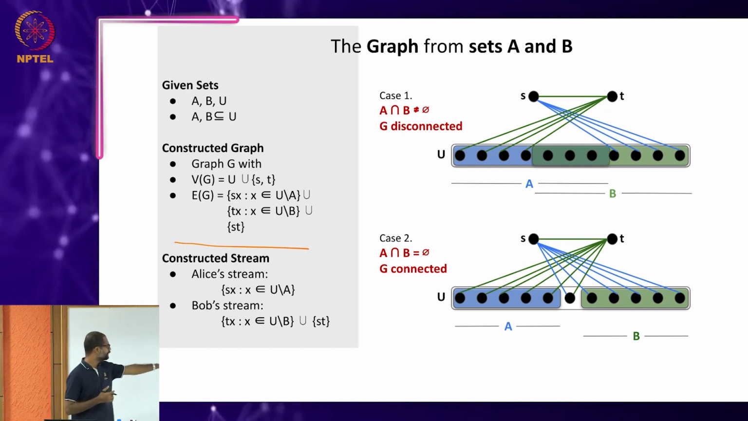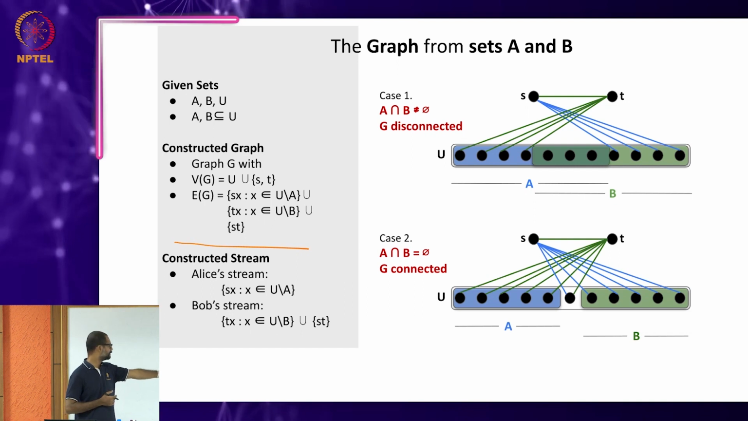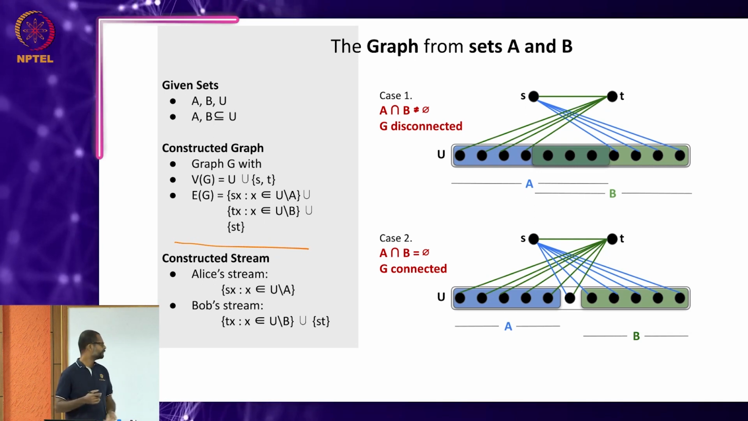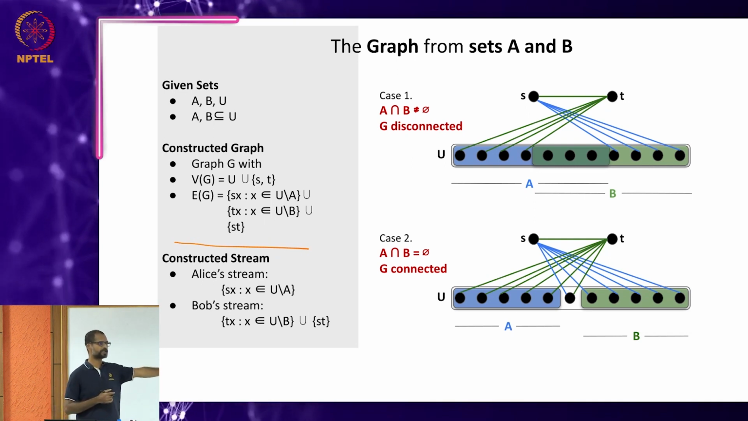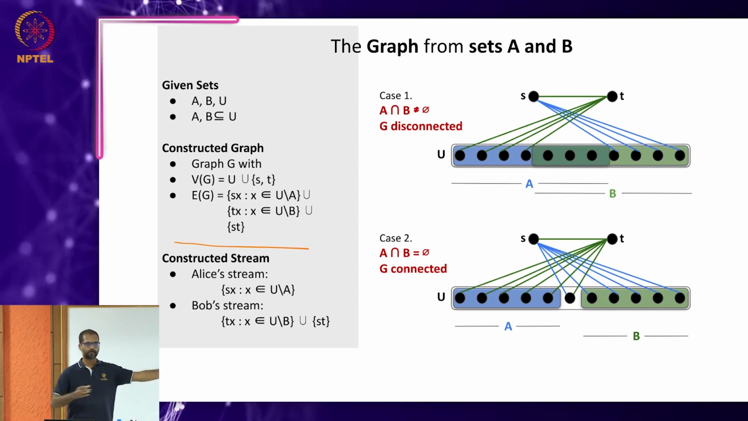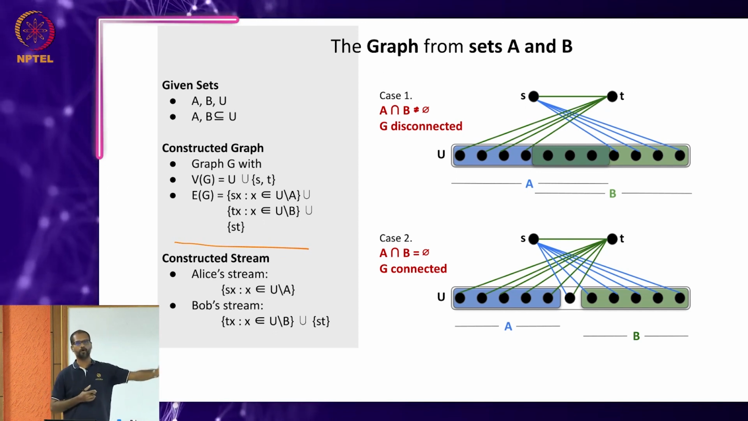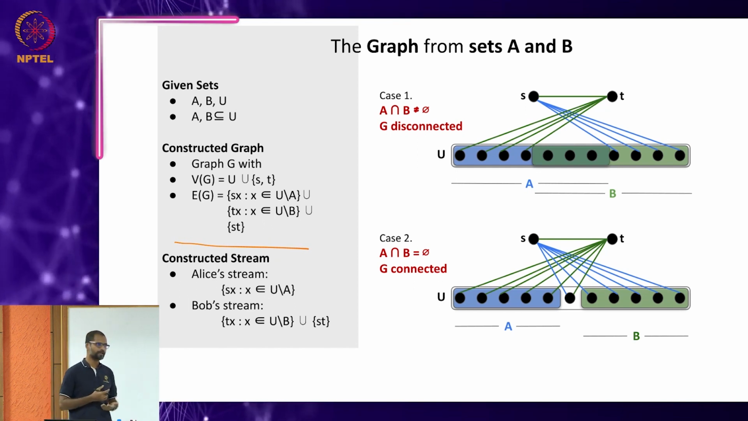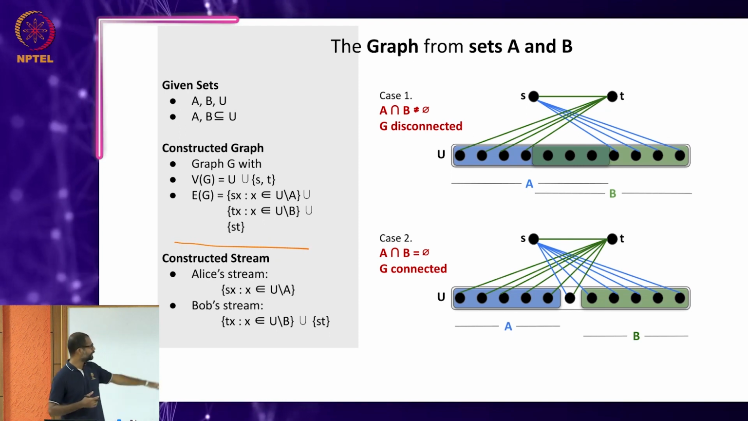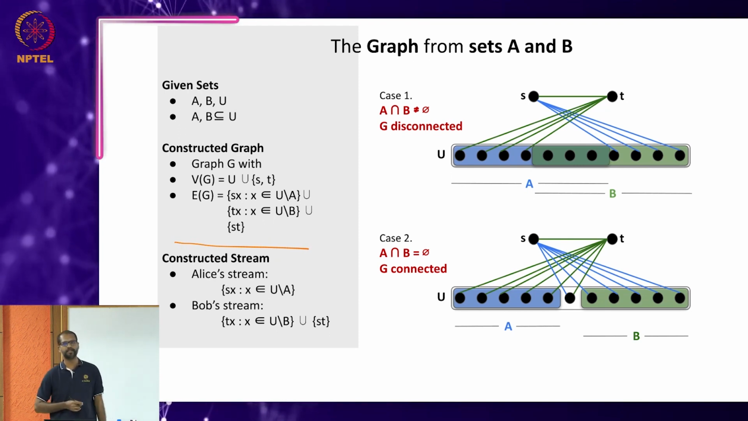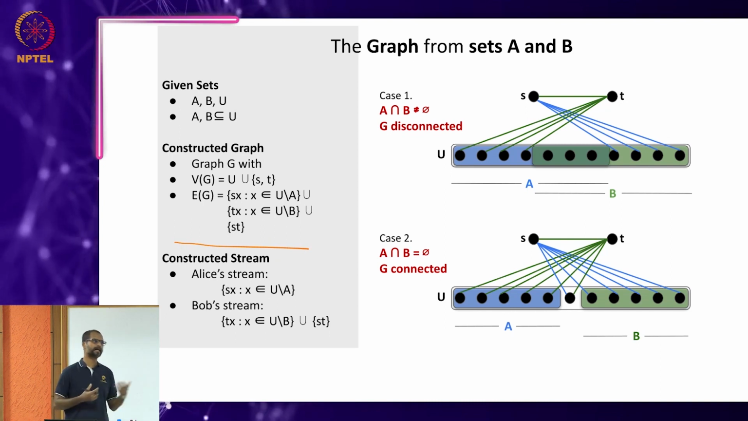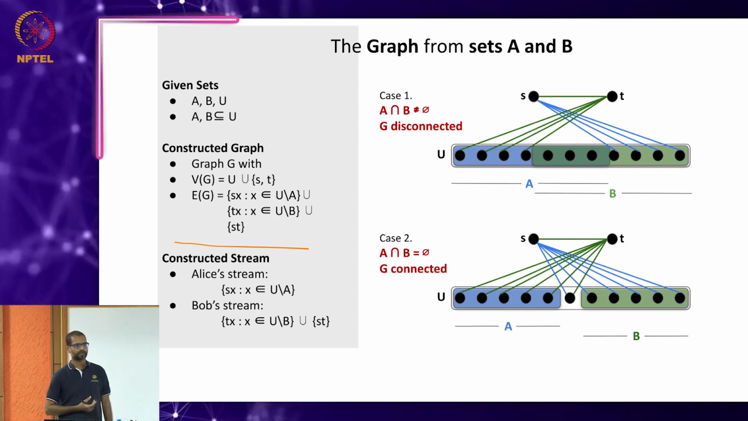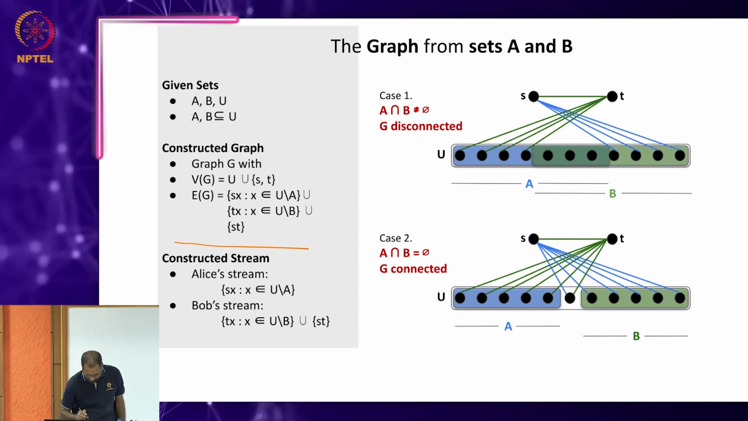Okay, vice versa. How is the stream going to be constructed? Alice can put all the SX edges, right? Why? Because she knows what A is, so she knows what A complement is. So in the first part of the stream, she will include all these edges. In Bob's stream, since Bob knows B, he knows B complement, he will include all the edges which start from T. The ST is kind of arbitrary. Either Alice can put it on her side of the stream or Bob can put it on his side. It doesn't matter. This is how the stream is constructed.